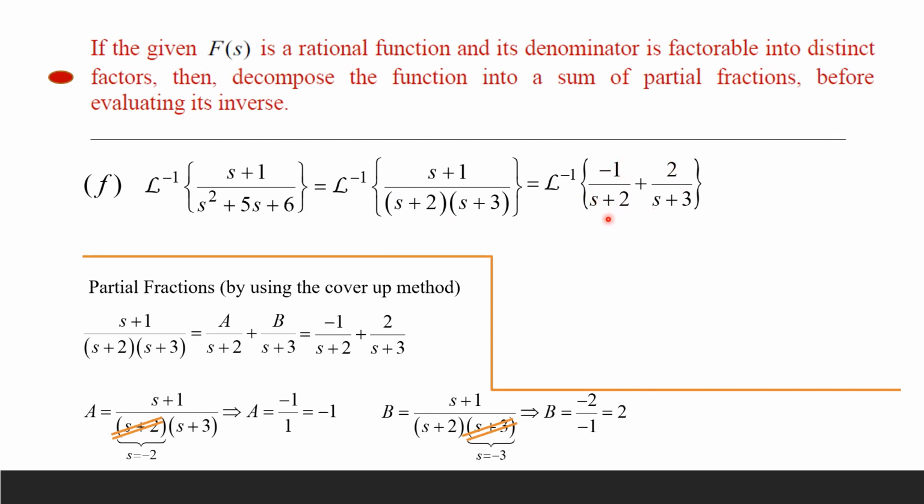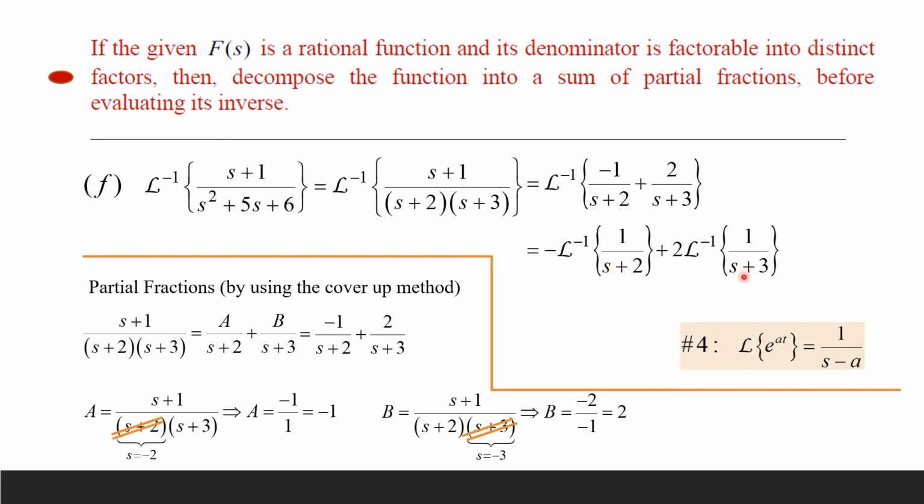Once we have done that, we can split this into two different inverse problems based on the linearity of the inverse function. So you have the inverse of 1 over s plus 2, and you can take negative 1 out, plus 2 multiplied by the inverse of 1 over s plus 3. The result can be obtained by applying formula number 4: the inverse of 1 over s minus a is e to the power of at. For the first inverse, a is equal to negative 2, and for the second inverse, a equals negative 3. So the result is negative e to the negative 2t plus 2e to the negative 3t.